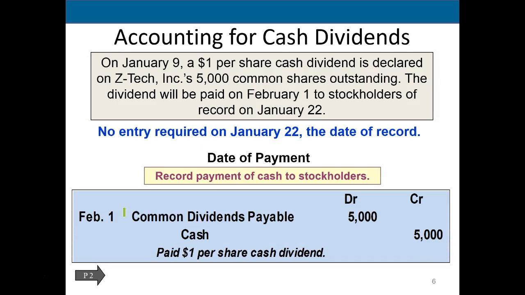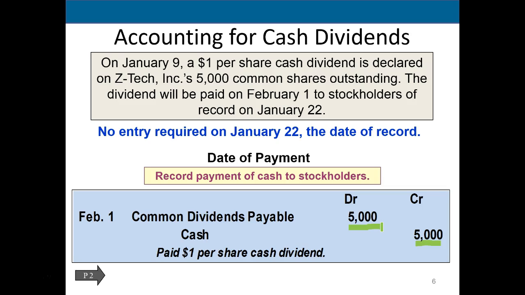Then on the second date, there's no entry, and then of course we pay the dividend. So on February 1st we pay the dividend. And when we pay it, is cash affected? Yeah, cash is going down. We paid cash. Cash is a debit balance. How do we make it go down? We do the opposite thing to it, which in this case would be a credit. We're going to credit cash, therefore we have to debit something. And we already reduced retained earnings.